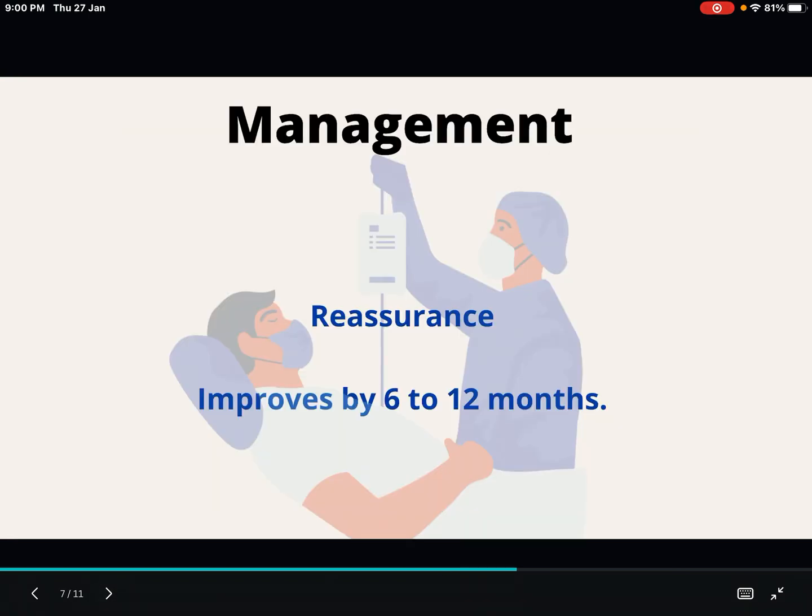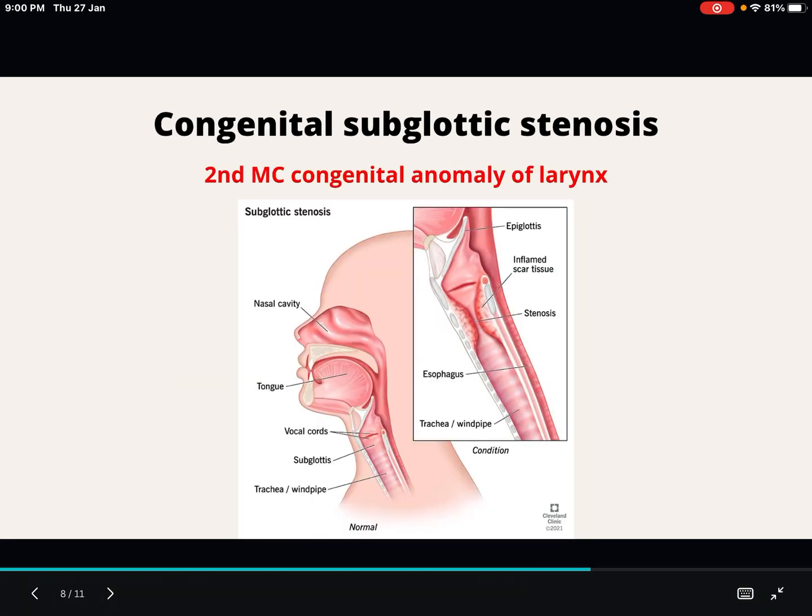Coming to the management part, we have to reassure the parents, and this condition will be improving by 6 to 12 months, so no further treatment is required in this condition. The next important one is congenital subglottic stenosis. As the name suggests, it is a congenital condition and there will be stenosis in the subglottic region, and it is the second most common congenital anomaly of larynx. In this picture you can see there is stenosis happening in the subglottic part.